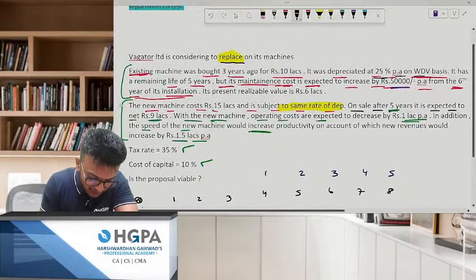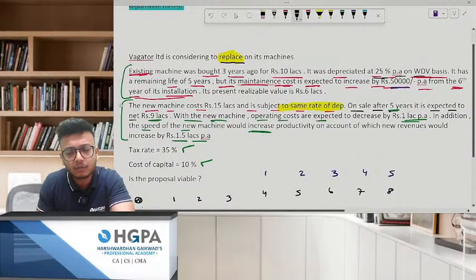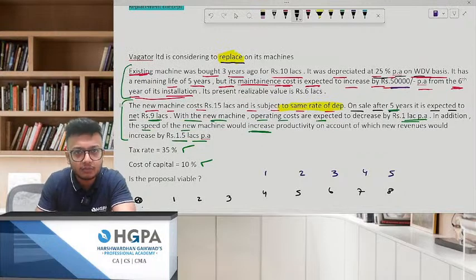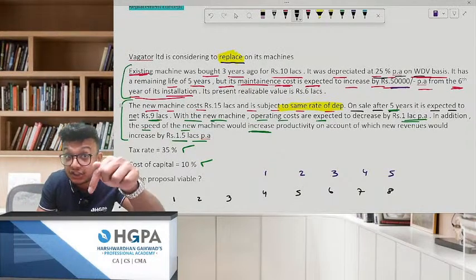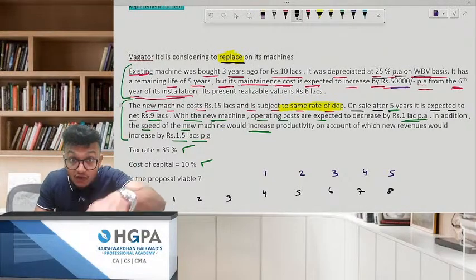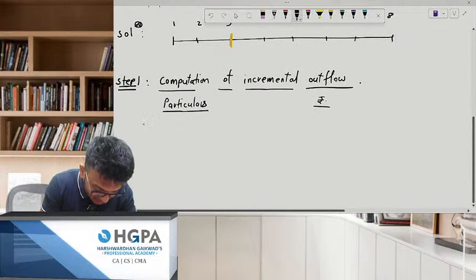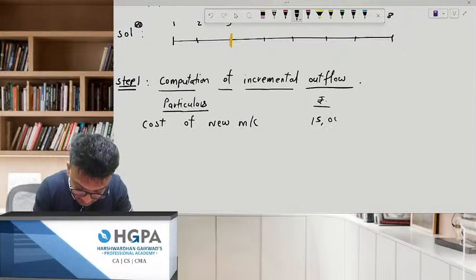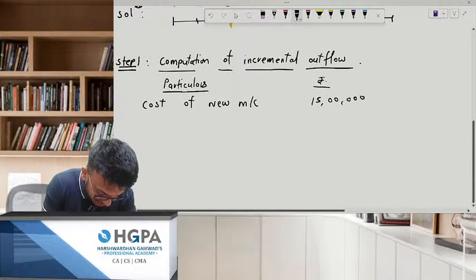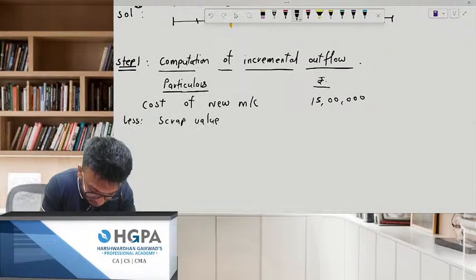They have already given here 15 lakh rupees for the new machine, so that is my outflow. No boss. Even if you are thinking of buying the new machine, will you keep both the machines in your factory? The answer is absolutely no. So this means you need to understand the scrap value of the existing machine as of today. So what I'll do is cost of new machine, 15 lakhs. Okay, less scrap value of old machine.